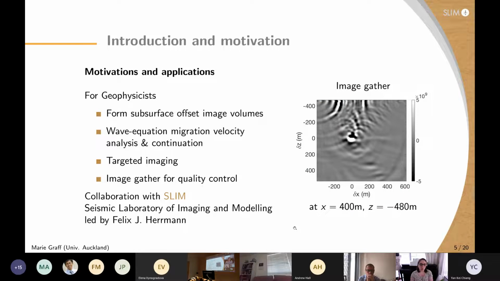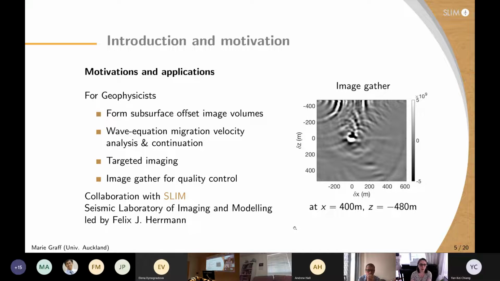That's the motivation behind it, that those image volumes give much more information to geophysicists, not just the edges. If you look at the entire volume, you can also get information about wave equation migration velocity analysis or the velocity continuation. You can also try to do some targeted imaging and also have image gathers for quality control, saying that this information can also be extracted from the image volumes, and just requires looking at either a column or the diagonal or different elements of this huge matrix that represents the image volume.